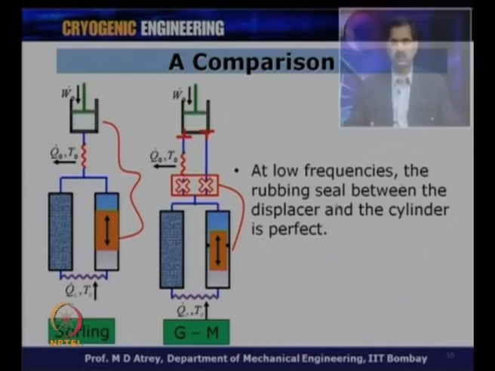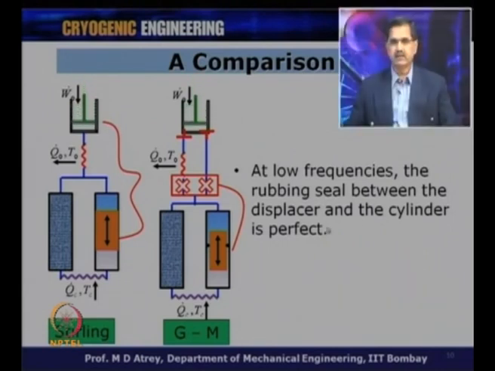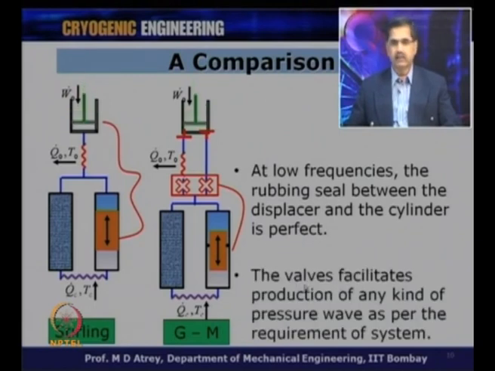So, at low frequencies the rubbing seal between the displacer and the cylinder is perfect. It is designed in such a way that this remains perfect. The valves facilitate production of any kind of pressure wave as per the requirement of the system. Here we had a sinusoidal motion. In the Stirling cooler we had a sinusoidal pressure, and as I just talked about earlier, with the usage of such a rotary valve I can have any kind of pressure wave which I feel is optimum for giving me low temperature in a GM cooler.